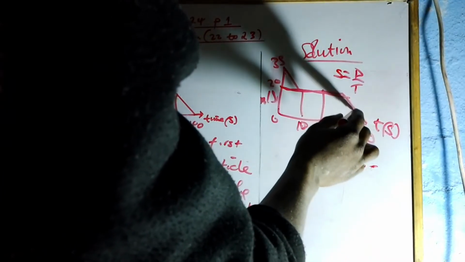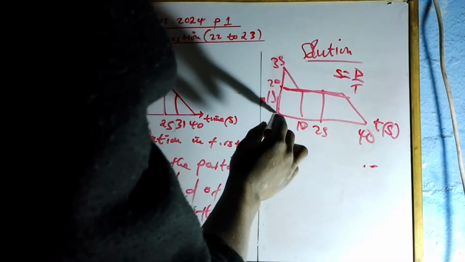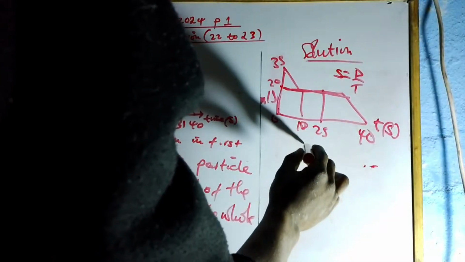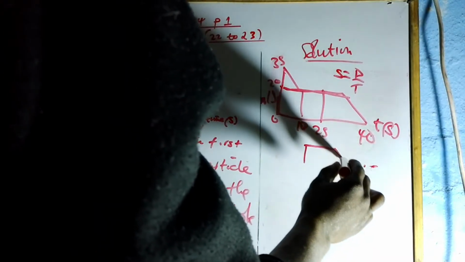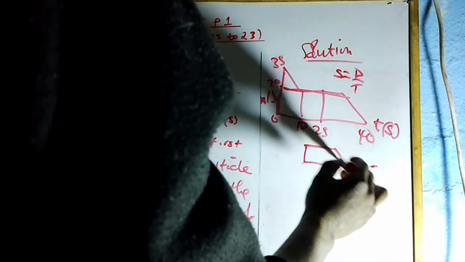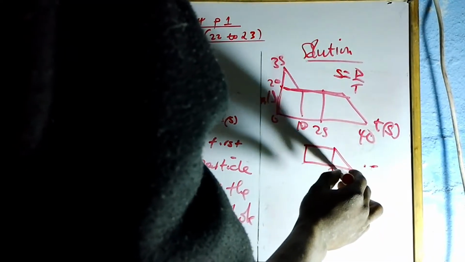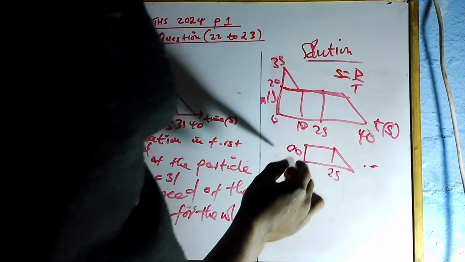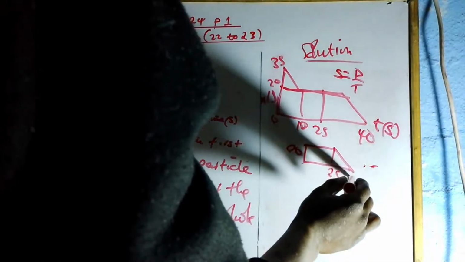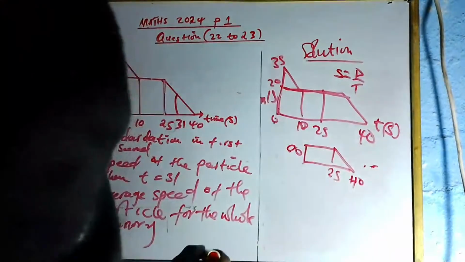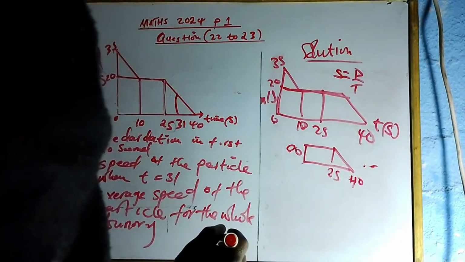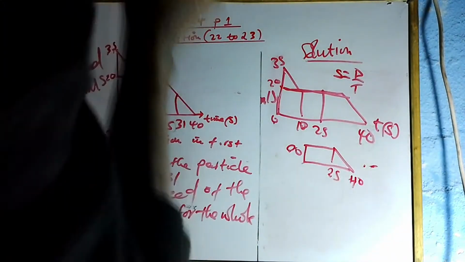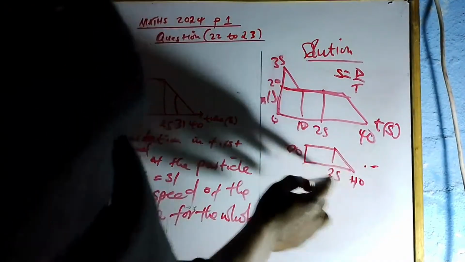This is the trapezium here. Okay. This is the trapezium. A trapezium is like this one. Here we have 25. Then the height from 0 to 20 is 20. Then we have 40 here. Okay, so now let's find the area of this trapezium.